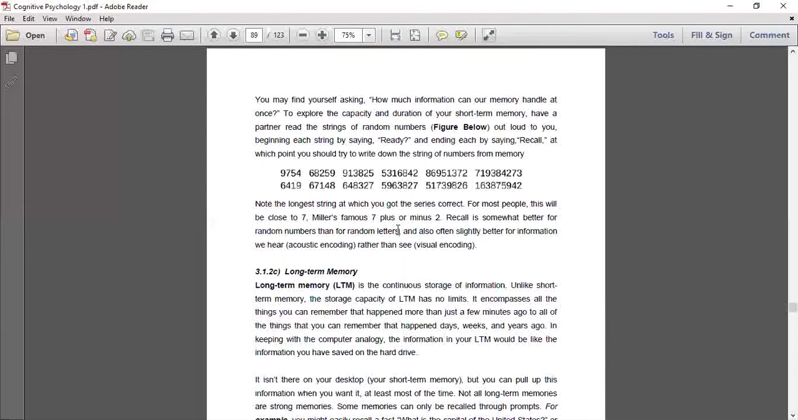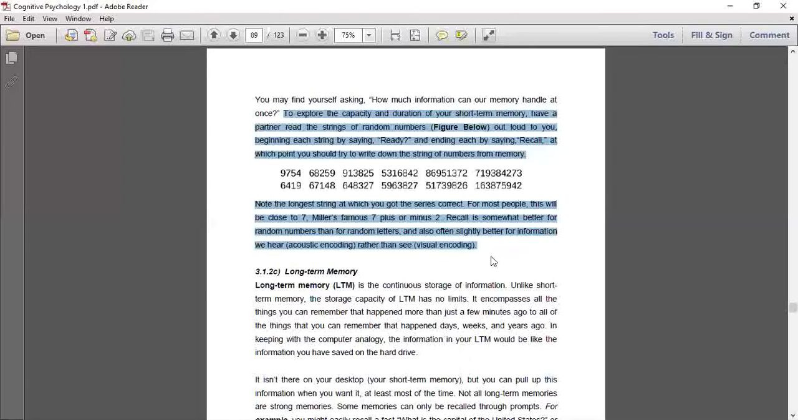There comes a figure below, which is written here. They say, explore the capacity and duration. Let's read it loud as it is written. Explore the capacity and duration of your short-term memory by having a partner read strings of random numbers out loud to you, beginning each string by saying read and ending by saying recall, at which point you should try to write down the string of numbers from memory.